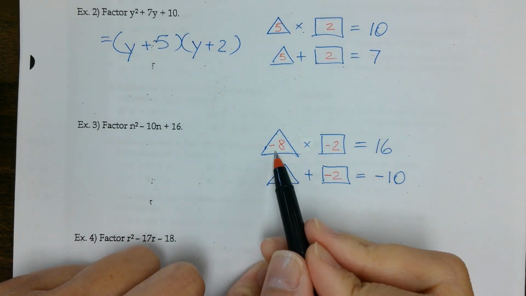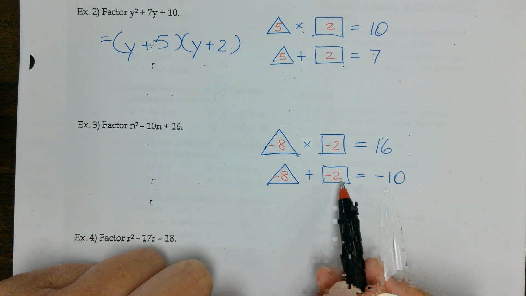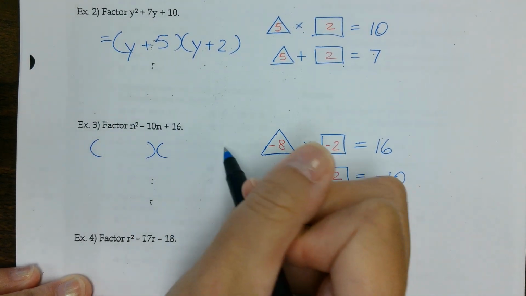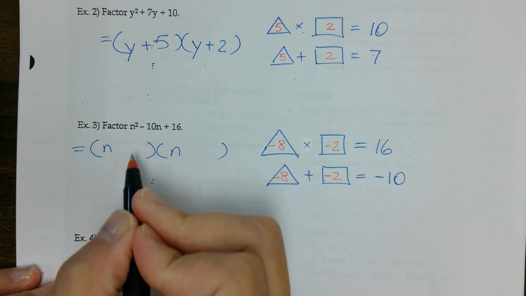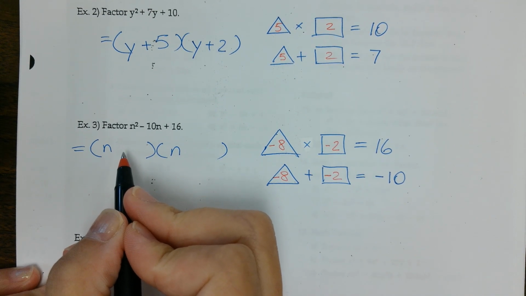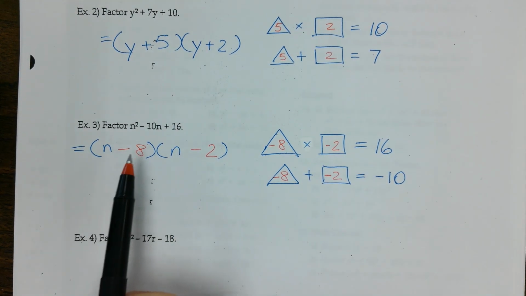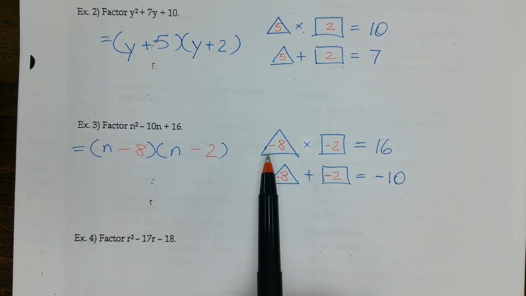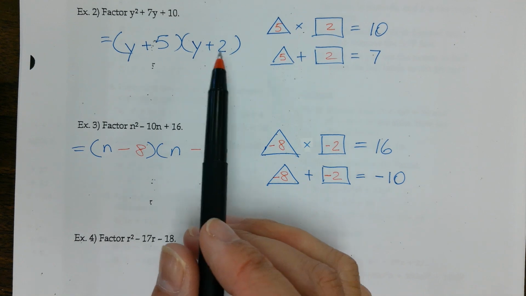So -8 times -2 gives us +16, and -8 plus -2 gives us the -10. So what would my answer be? This is n. n minus 8 times n minus 2. Perfect. Okay, and I better not see n plus minus 8 and n plus minus 2. That's bad format. So if your triangle number is negative, it's negative. If it's positive, it's positive.